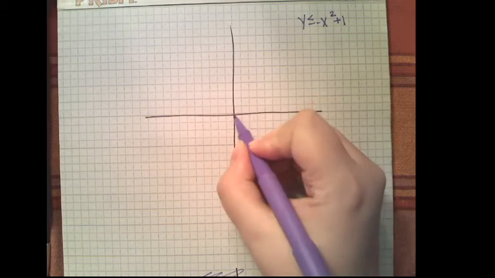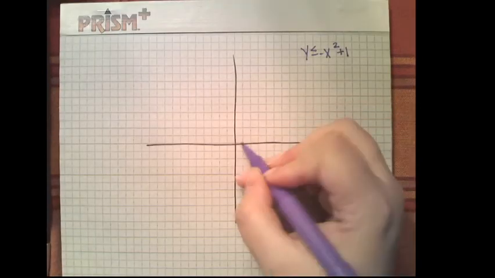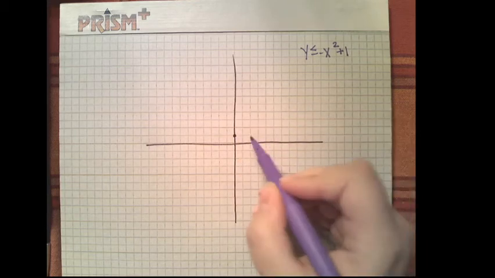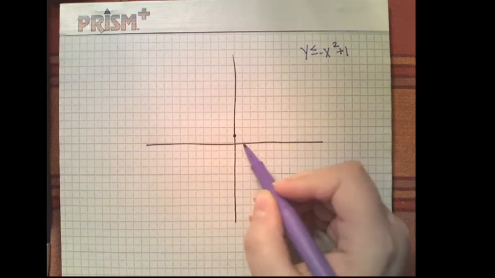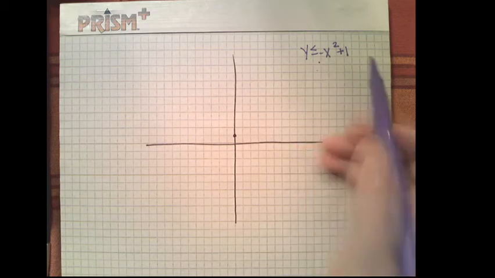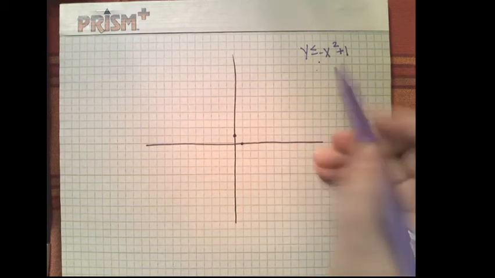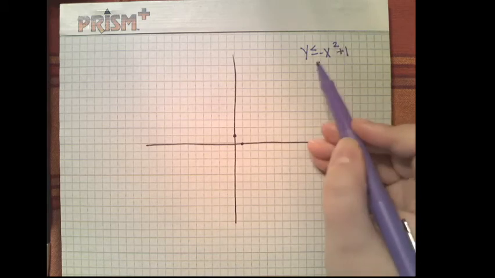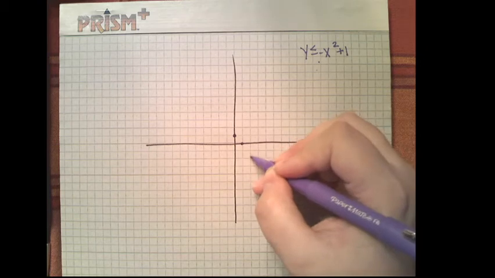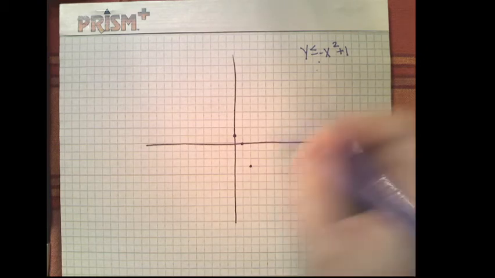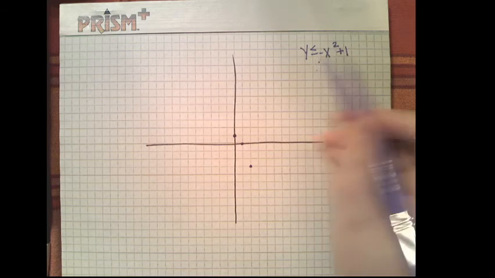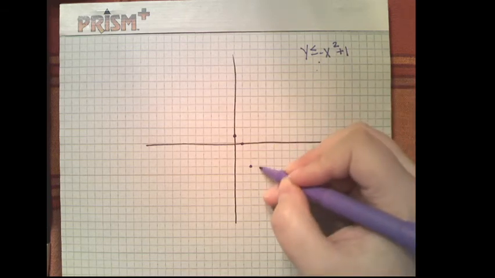So if I start with 0, 0 squared plus 1 is 1. And then 1 squared is 1. Make it negative, negative 1 plus 1 is 0. 2 squared is 4. Make it negative, negative 4 plus 1 is negative 3. And then take 3, 3 squared, 9. Make it negative, add 1, negative 8.